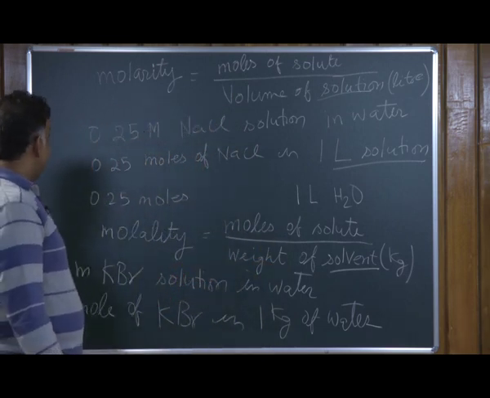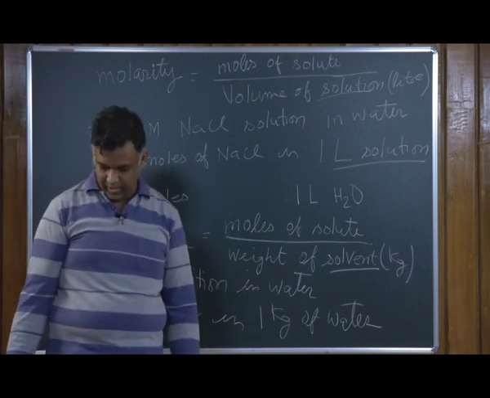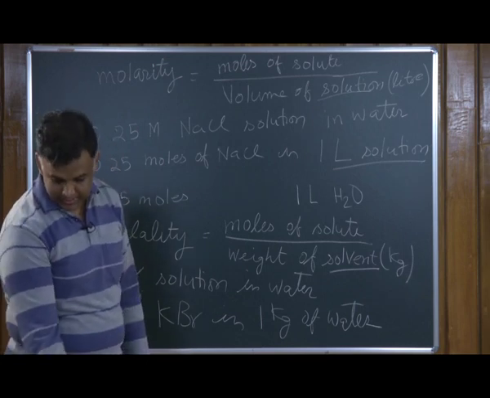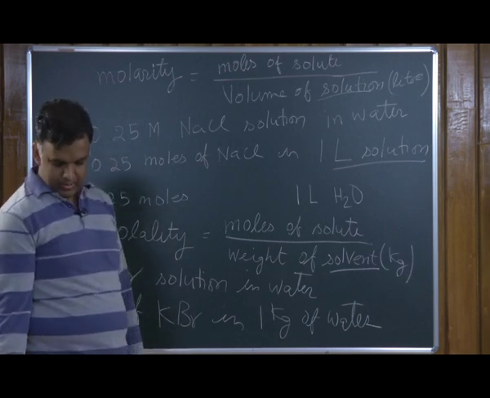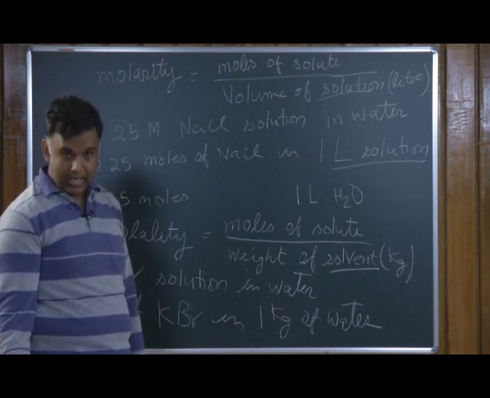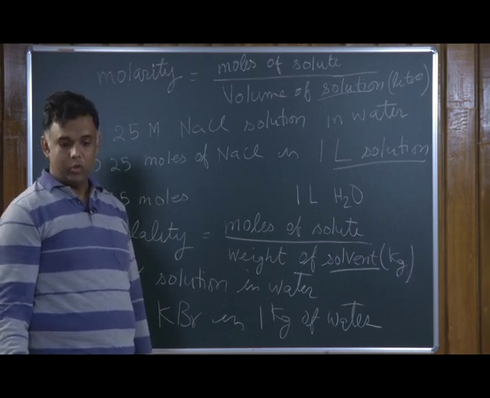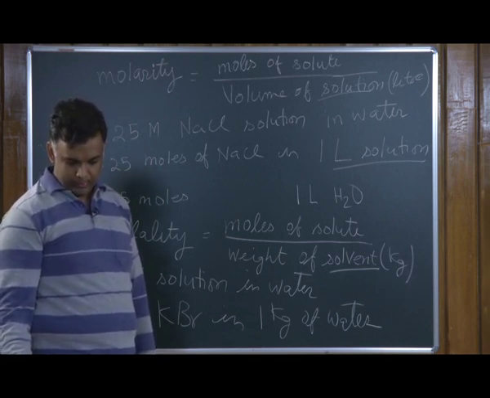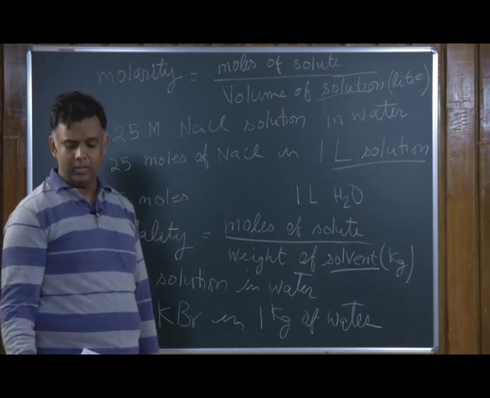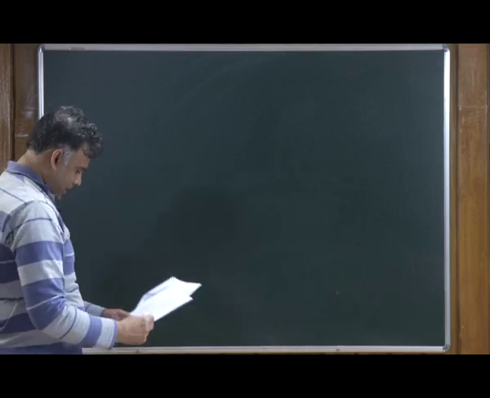Okay, to understand better, let us attempt some exercises. We are going to attempt the in-text exercise given in the NCERT book. Let me read it out. Calculate the mass percentage of benzene C6H6 and carbon tetrachloride CCl4 if 22 gram of benzene is dissolved in 122 gram of carbon tetrachloride. So, the question is asking us to calculate mass percentage.